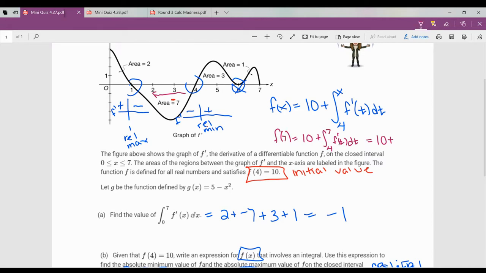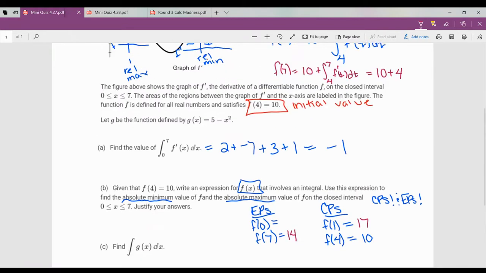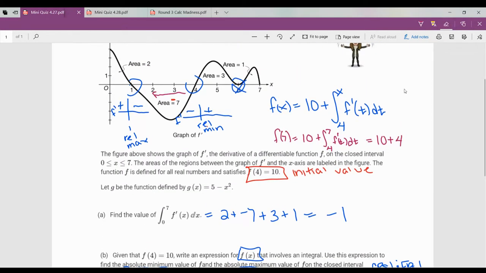So we're going to do the integral from... so 10 plus the integral from 4 to 7. So from 4 to 7 is 3 plus 1. So that would be 10 plus 4. So f of 7 is going to be 14. All right, and then f of 0. So I'm going to just erase all the 7s, and I'm going to fill in 0 there.